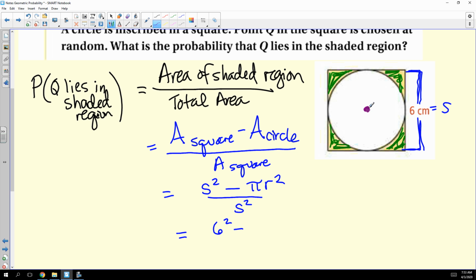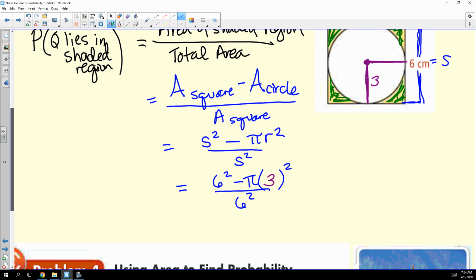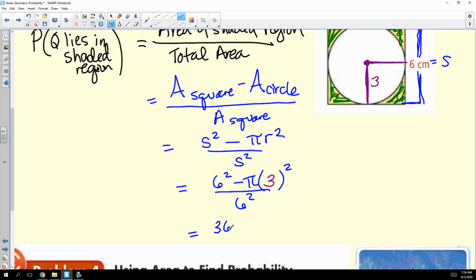The center of the circle, if the circle is inscribed in the square, should be the same as the center of the square. So if the whole entire side length of the square is 6, then that means that the radius of your circle should be half that. That should be 3. That should kind of make normal sense. Think about making a kind of smaller square in here. Minus pi times 3 squared. So we'll put that radius right in there, all divided by 6 squared. And then we get 36 minus 9 pi all over 36.